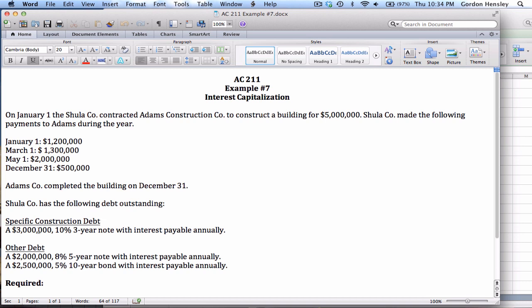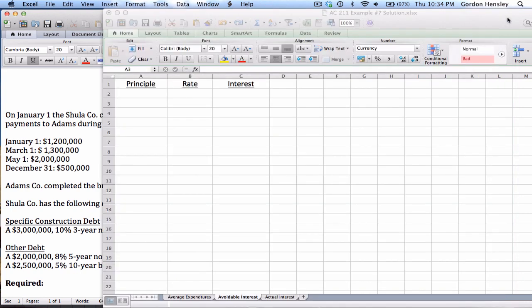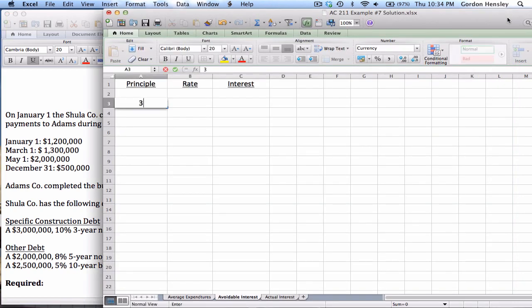That was the $3 million note at 10% interest. So that's a principal of $3 million. That is a rate of 10%, which as a decimal is 0.1. So that principal times that rate means that for the year I had to pay $300,000 interest just on that debt. So that's on the contract specific debt.